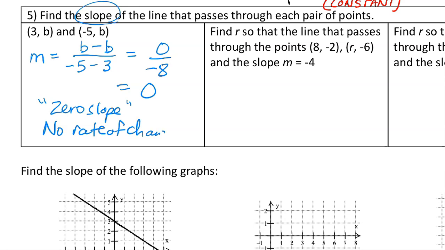This would be like that scenario 4, where you're not making any money. Time is passing. This is time. This is how much money you have. Time is passing and you still don't have any money. So the slope would be 0.